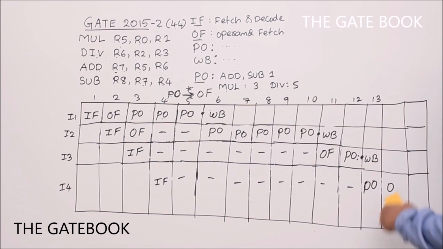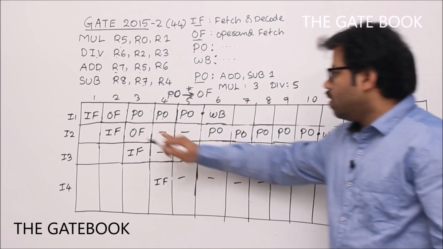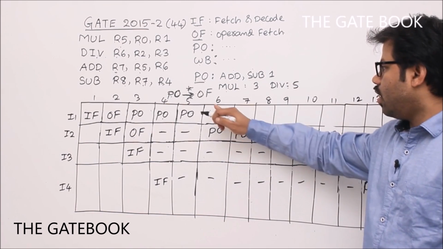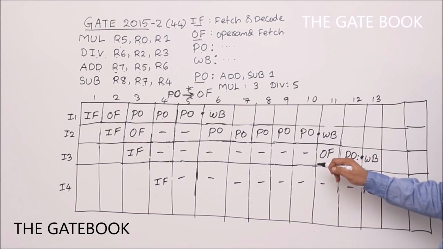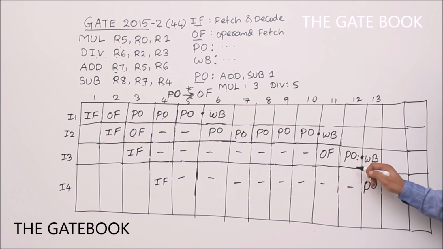Then after that, what else? Then we have to do write back here, isn't it? Try to understand. And one more thing. So here IF, OF, 1, 2, 3, 4, 5, 6. See here 1, 2, 3, 4, 5. Here OF, then here PO, then write back here. Yes, I3. I4 fetch is here.